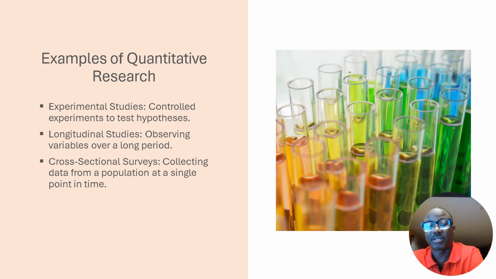Examples of quantitative research: experimental studies, longitudinal studies, and cross-sectional surveys. Experimental studies are controlled experiments to test hypotheses. Longitudinal studies observe variables over a long period of time, and cross-sectional surveys collect data from a population at a single point in time. So you can see the three examples of quantitative research that we have in this presentation.